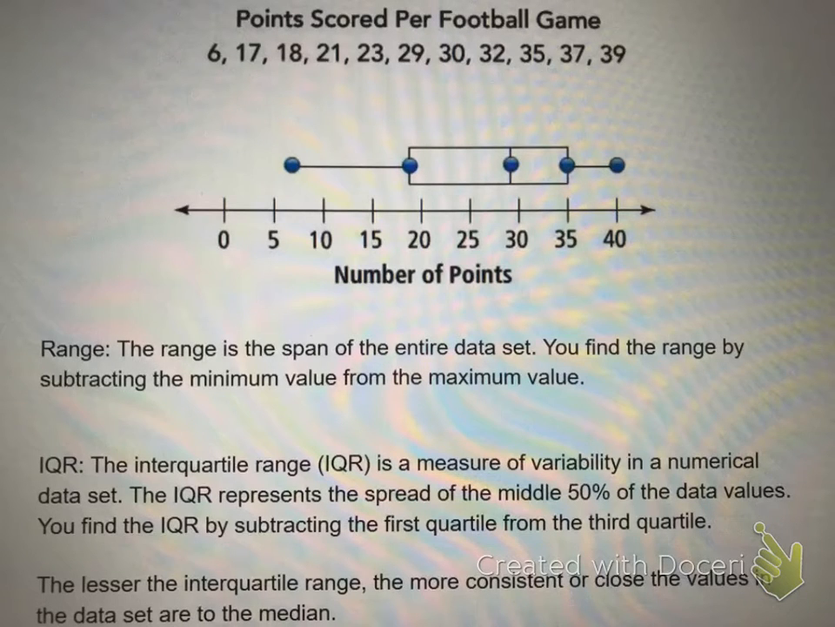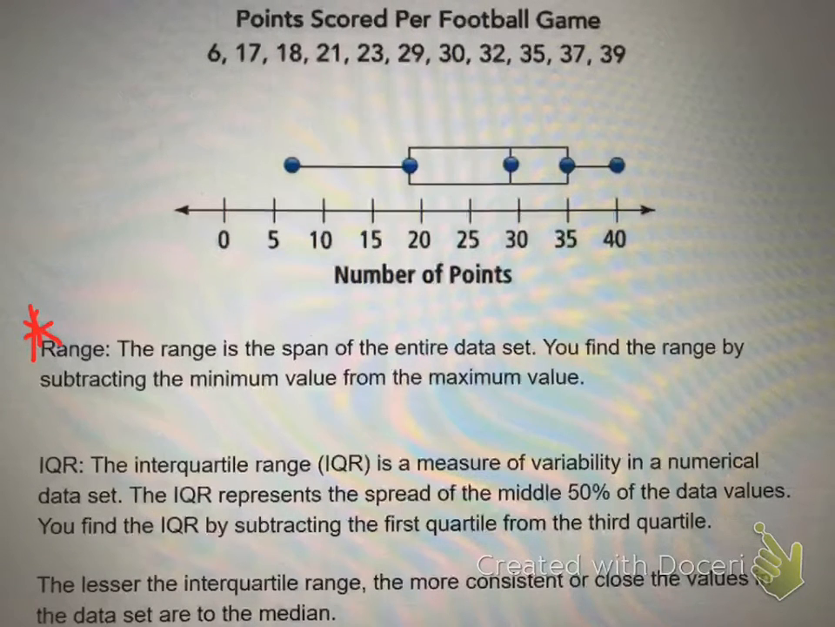Hello friends, this lesson is about interquartile range. So let's talk about that. First of all, let's remind ourselves what range is. We learned a couple weeks ago about range. Range is the span of the entire data. You find the range by subtracting the minimum value from the maximum value.